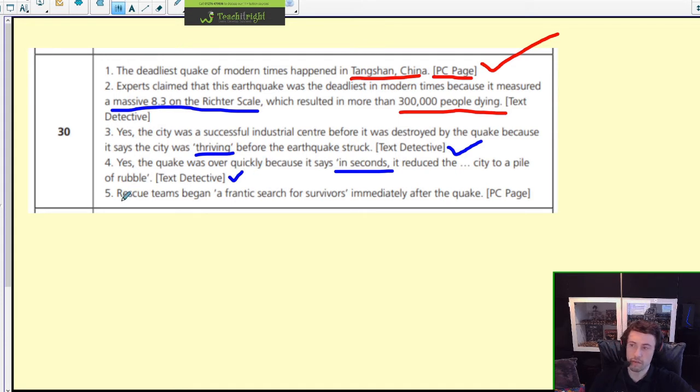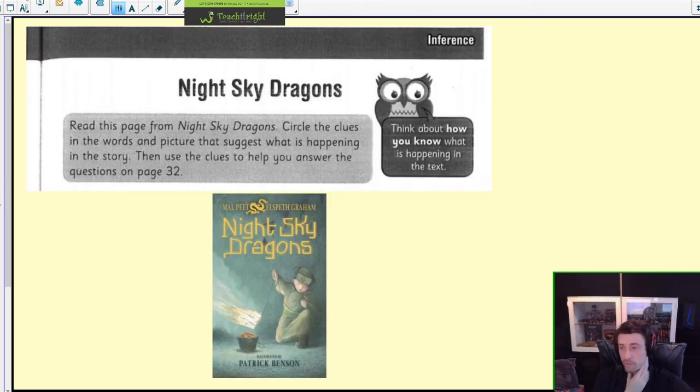And then finally, rescue teams, what did they do? Well, they began a frantic search for survivors immediately after the earthquake, and that's PC page because it's right on the page. So hopefully that makes sense as the answers. Again, really useful, just get your mind going on what inference questions are, how they work, how to spot them. Next one, really interesting, I really enjoy this one.